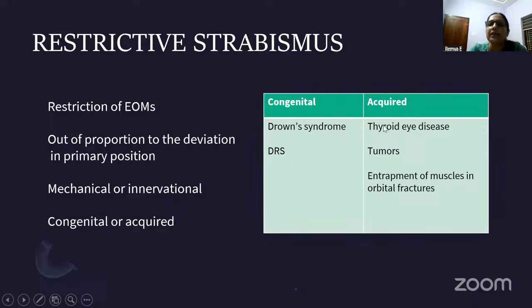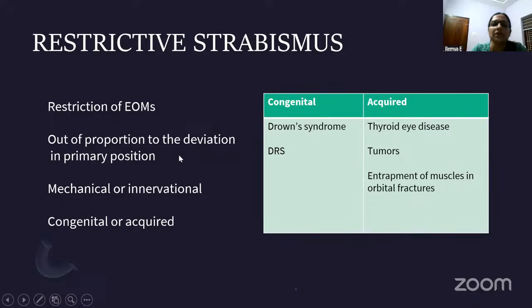Whereas in acquired cases, in thyroid eye disease, because of extracellular matrix deposition, you can have a restriction of extraocular movements. And sometimes a tumor sitting on the muscle or cysticercosis on the muscle can give rise to a restriction. Or an entrapment of muscle, as in a blowout fracture, where the inferior rectus gets entrapped in the fracture. You can have an elevation deficit. So all these are causes of restrictive strabismus.